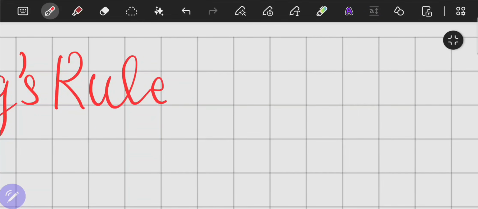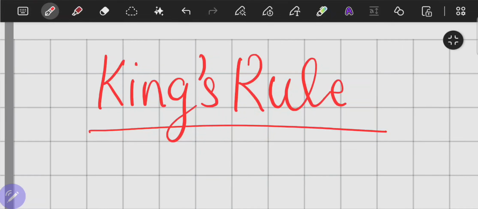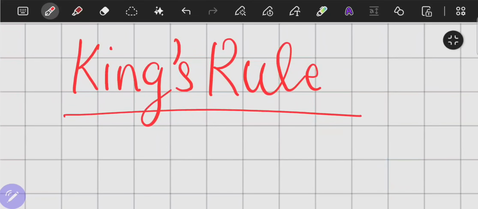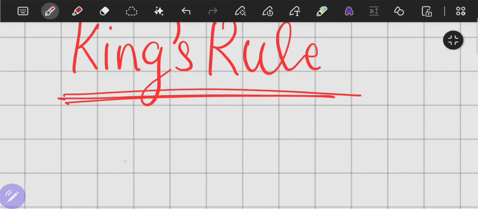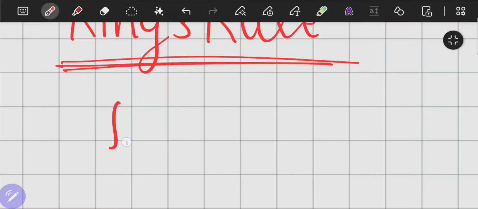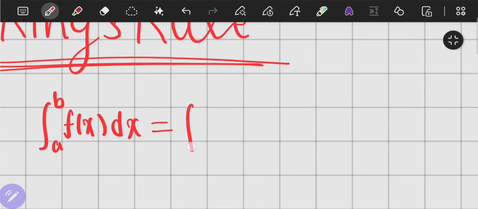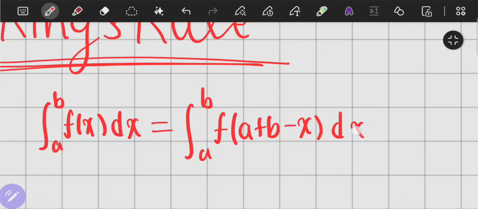Now, this is a very interesting sounding formula, or theorem, I guess, in calculus. Essentially what this rule states is that if we have a definite integral from a to b of the function f of x with respect to x, then this is equal to the integral from a to b of the function f of a plus b minus x dx.